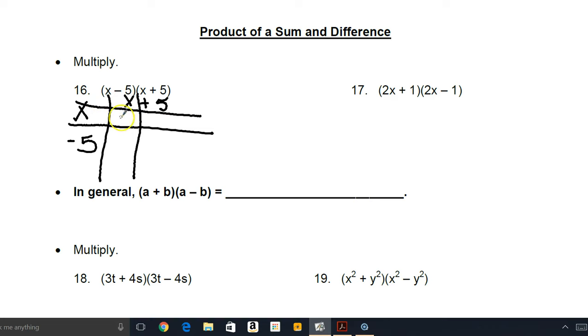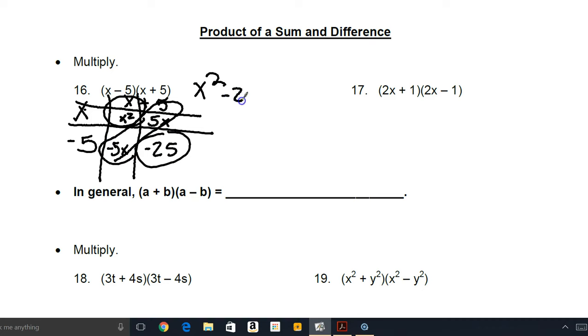Alright, so x times x is x squared. X times 5 is 5x. Negative 5 times x is negative 5x. And negative 5 times positive 5 is negative 25. So when we combine, here's my x squared. But negative 5x and positive 5x give me 0. And then I'm left with negative 25. So this is my answer.